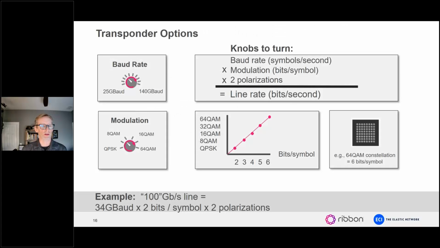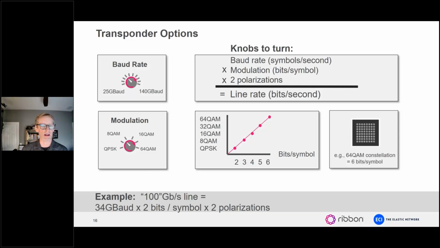So let's look at transponders now. These are some of the knobs to turn. If I'm trying to create a wavelength of a given line rate, let's say a 100 gigabit line rate, for example, I've got a couple of knobs to turn. I can turn what's called the baud rate knob. And baud rate is, if you're an older person, you may remember your 300 baud modem back before there really was an internet. Baud rate stands for symbols per second, and then modulation is how many bits per symbol.